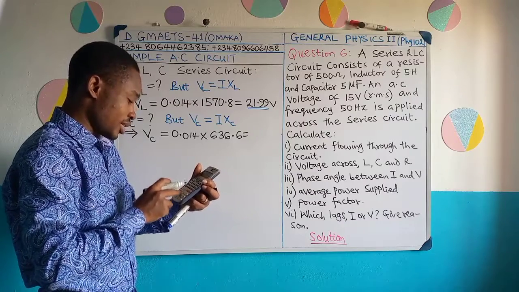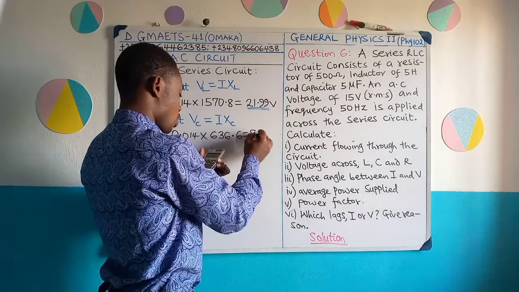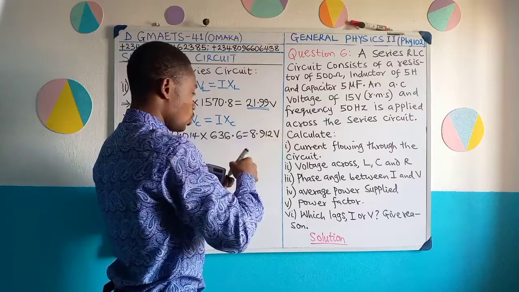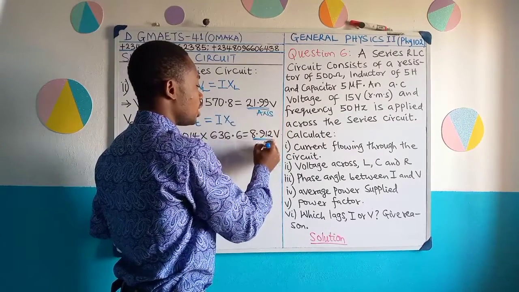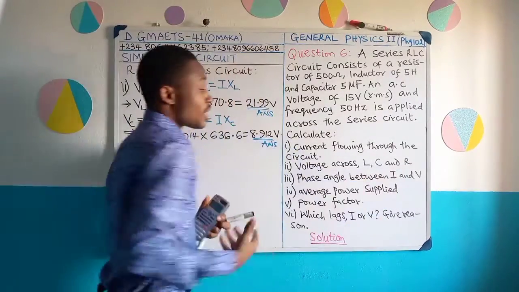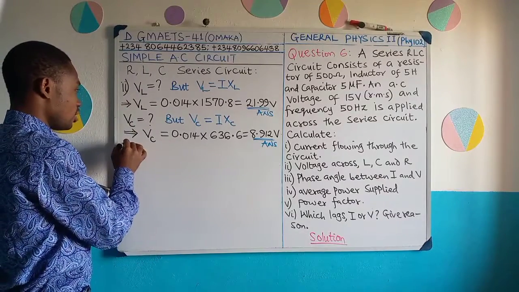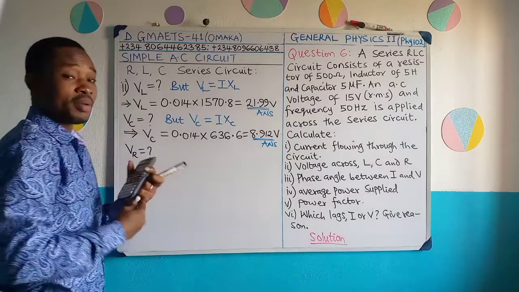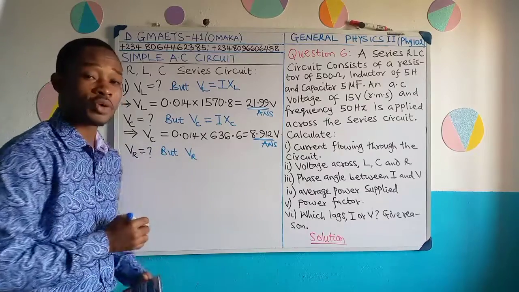0.014, I will multiply by 636.6. Then what did they give now? 8.912 volts. So now the answer for the voltage across the capacitor this time around. Now the voltage across the resistor, VR. I don't remember if we wrote the formula before, if we want to calculate the voltage across the resistor.